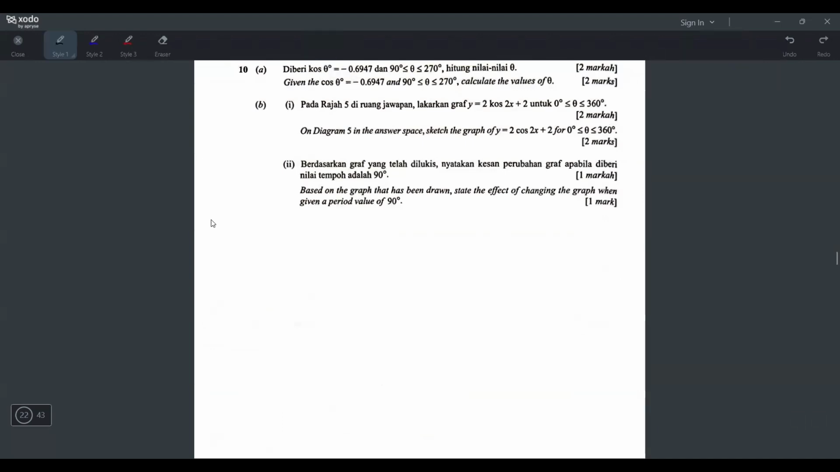Okay, I'm at question 10 now. So let's continue. 10A, given cos theta equals to this, theta in between this, calculate values of theta. So this is obviously trigonometry. I'm doing a trigonometry question, and they're asking me to solve for theta.